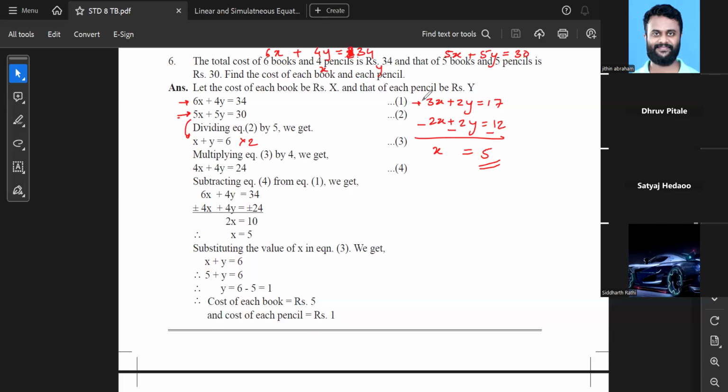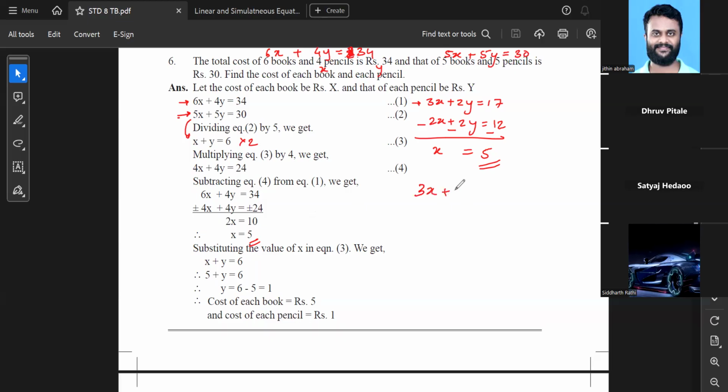If we decide to cancel x, then how will the equation go? Yeah, I'll tell you, don't worry. So this is clear, you got x equal to 5, right? Now, as somebody was asking, Satish was asking, if I'm not wrong.